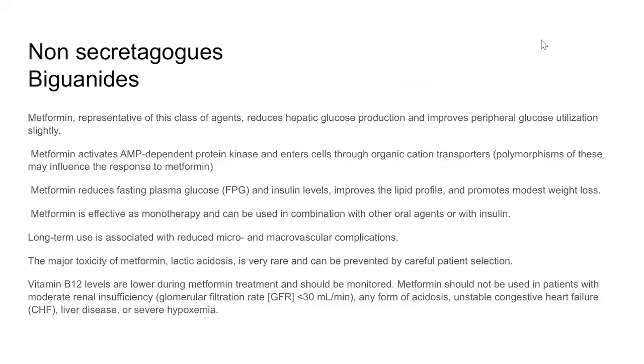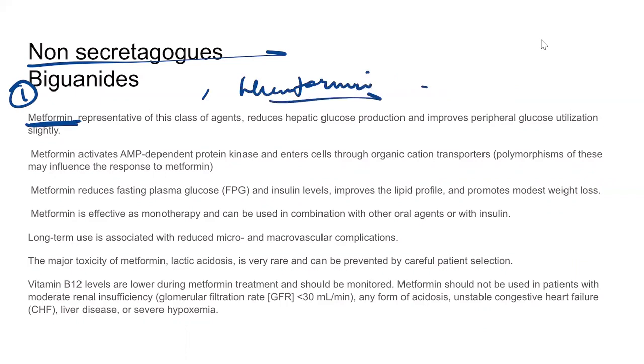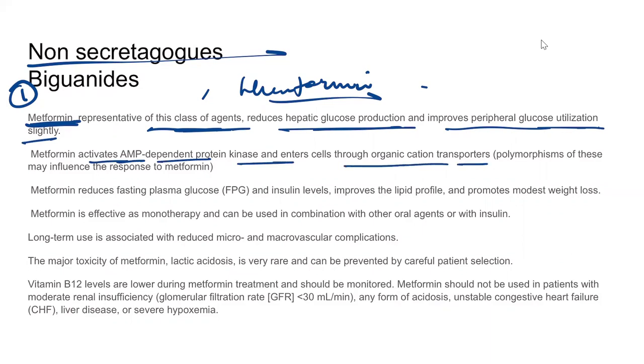Then we have non-secretagogues, in which the first and most important is biguanides, in which the prototype drug is metformin. Another drug in this class is phenformin. Metformin is a representative of this class of agents, and it reduces hepatic glucose production and slightly improves peripheral glucose utilization. And how does it do this? Metformin activates AMP-dependent protein kinase and enters the cell through organic cation transporters.